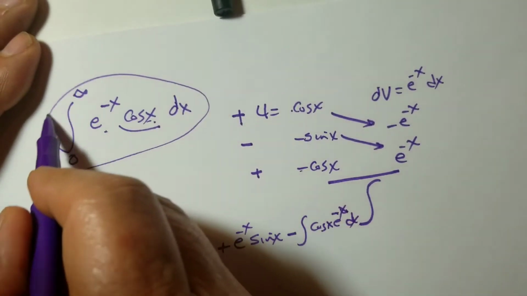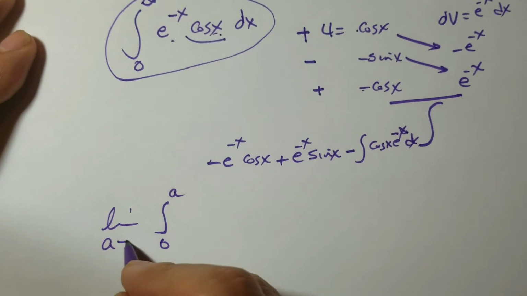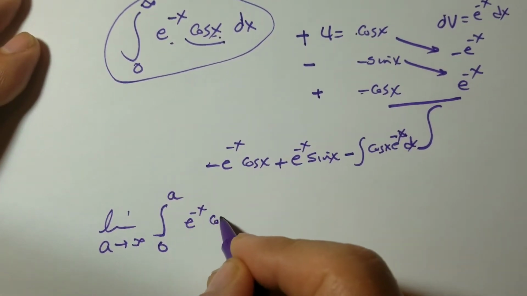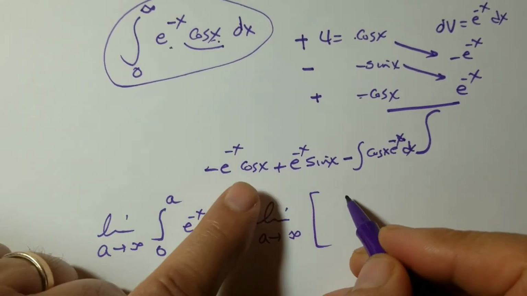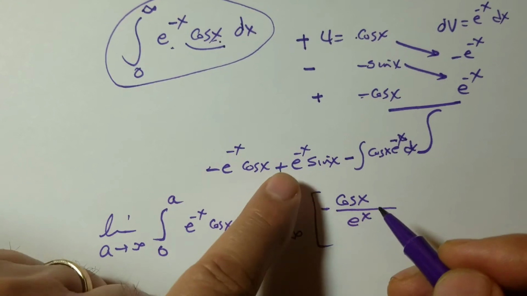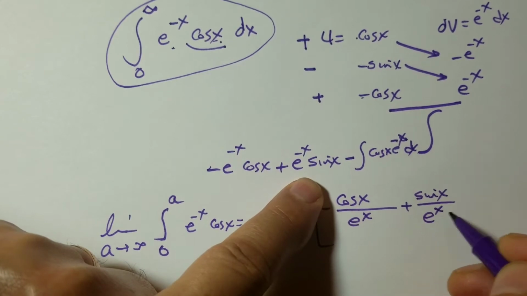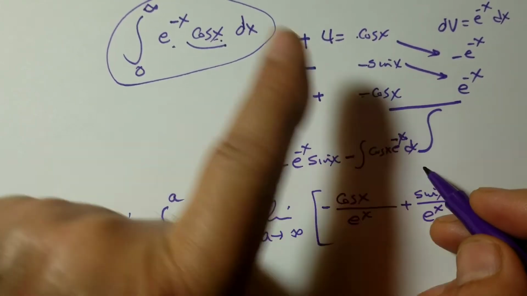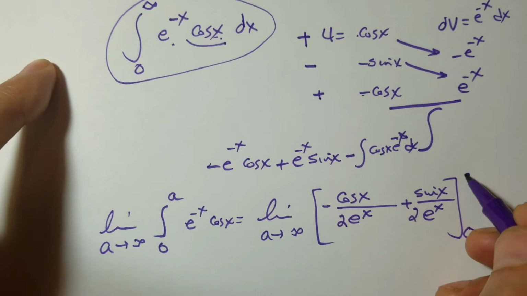Remember, this one repeats itself. Therefore, I'm going to move this one to the other side. It becomes 2 of them. Therefore, the integral from 0 to a, as we take the limit as a approaches infinity, of e to the power of negative x cosine x becomes equal to the limit as a approaches infinity of cosine x over e to the power of x, negative, plus sine x over e to the power of x, all divided by 2, because you took the other one to that side and divided by 2, and you go from 0 to a.